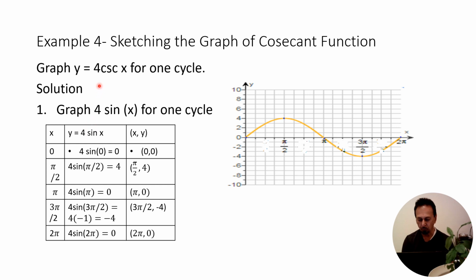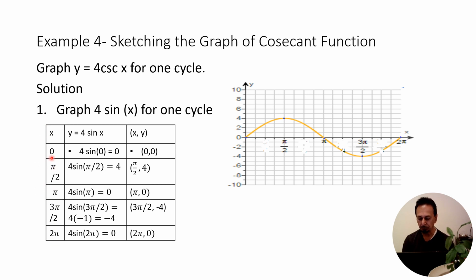So in order to do that, first we're going to graph 4 sine x for one cycle. So here we can choose x = 0, pi over 2, pi, 3 pi over 2, and 2 pi. How did I choose these values? Well, the period of sine x is 2 pi. So I divided 2 pi by 4, which gives me pi over 2. So I started with 0 and then added pi over 2 each time, and I got 2 pi, so this is for one period.